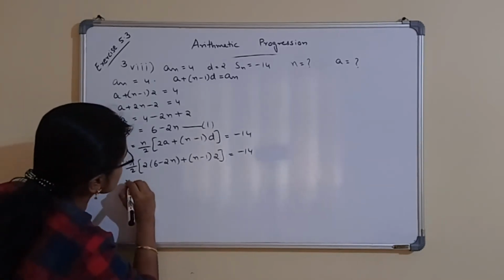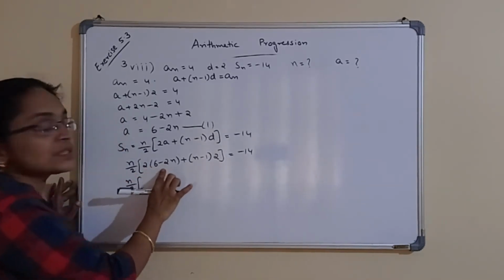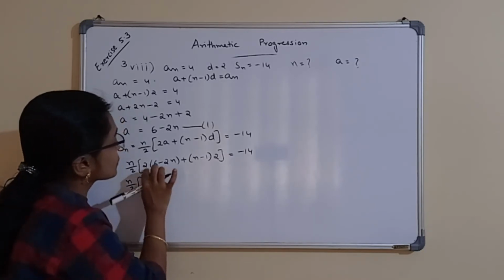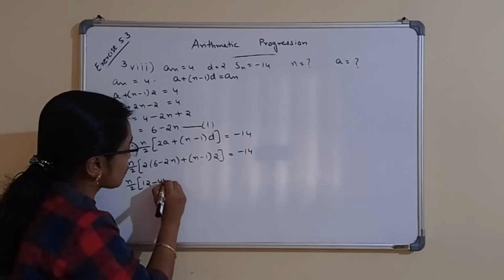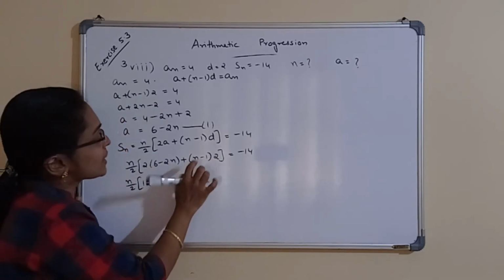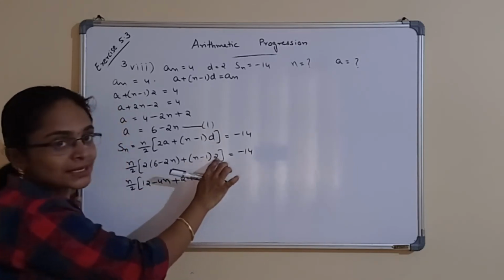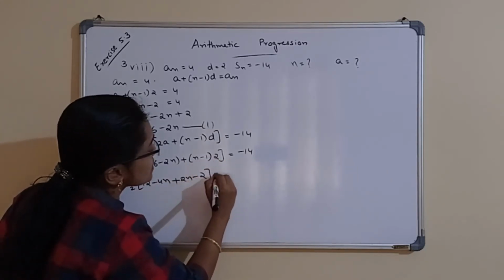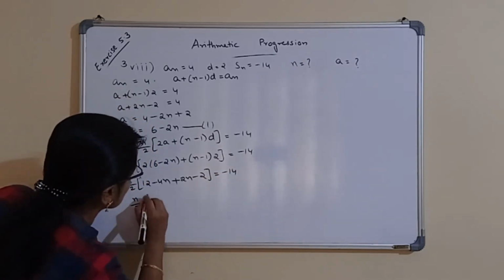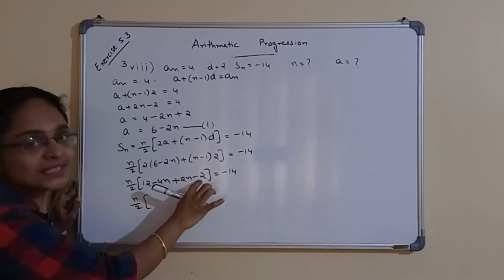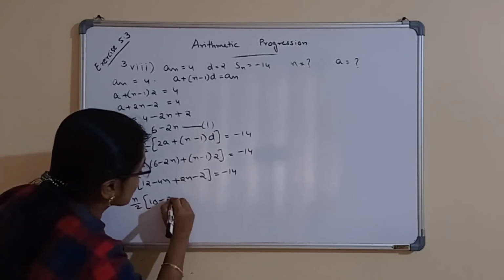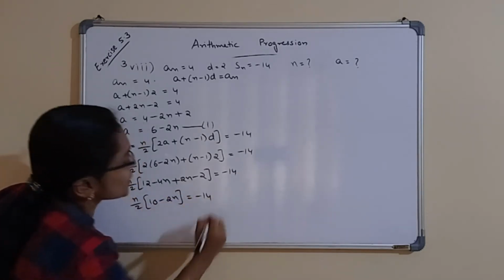Now, this is n by 2 into (2 into (6 minus 2n)), multiply this 2 by 6, we will get 12. Then 2 by minus 2n is minus 4n. Then plus 2 into (n minus 1). 2 into n is 2n and 2 into minus 1 is minus 2, which is equal to minus 14. Okay, now we have n by 2 into (12 minus 2 is 10, and minus 4n plus 2n is minus 2n), which is equal to minus 14.